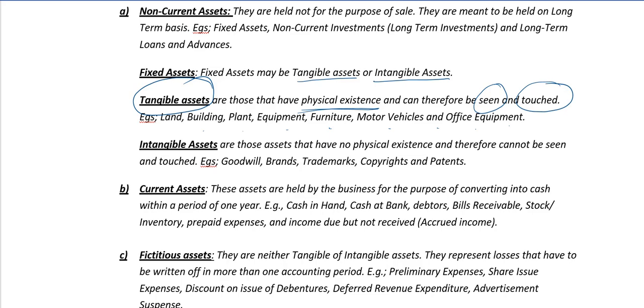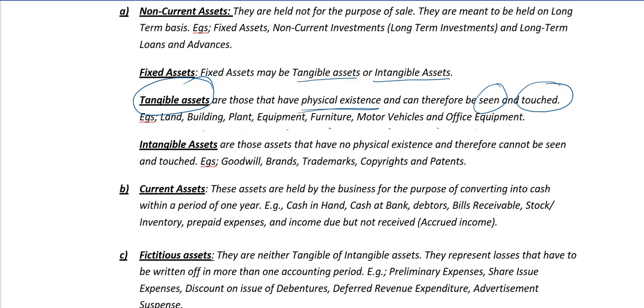So, in the case where Mr. Gupta is starting a stationery business, when Mr. Gupta buys furniture, cupboards, etc. for the stationery shop, it is called tangible asset because it has physical existence and can be seen and touched, and the cupboards, etc. are not for the purpose of sale. They are held for the purpose of increasing the earning capacity of the business.